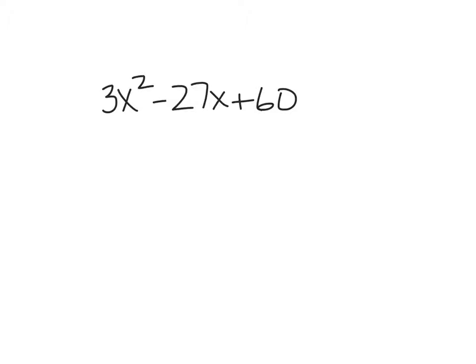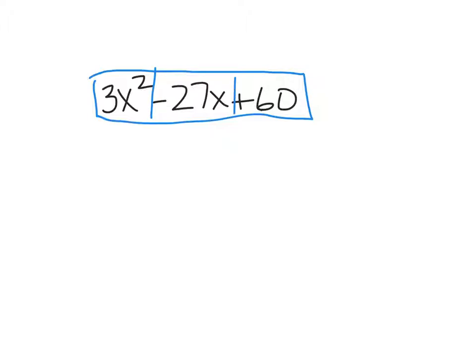Looking at my next one, what do you notice about my numbers? I notice that all my numbers are divisible by 3. Remember, you can tell things are divisible by 3 by adding the digits and seeing if that number is divisible by 3. Once again, I can't take out a variable because I don't have a variable in that last box. So what times 3, my GCF, will give me 3x squared? Just an x squared. What times 3 gives me negative 27x? Negative 9x. What times 3 gives me 60?